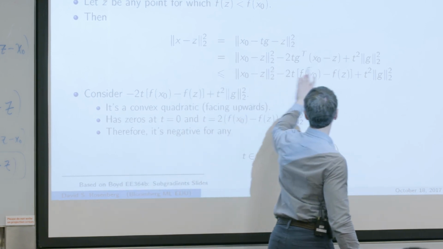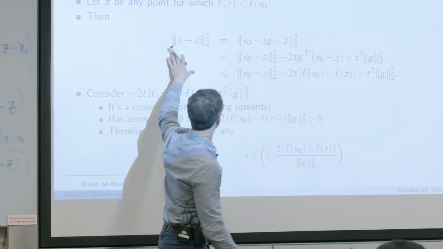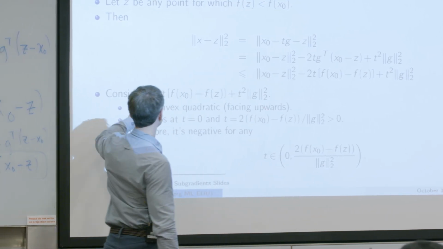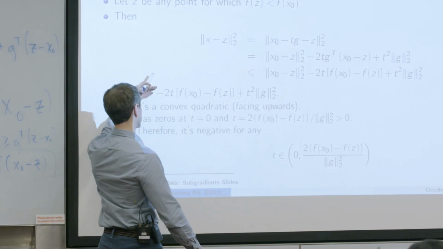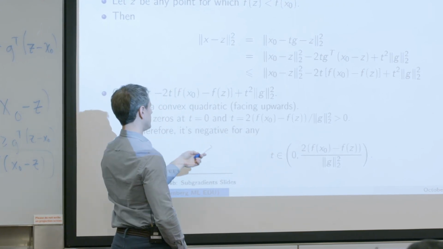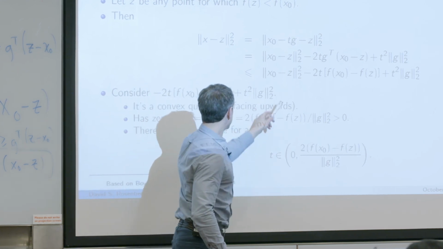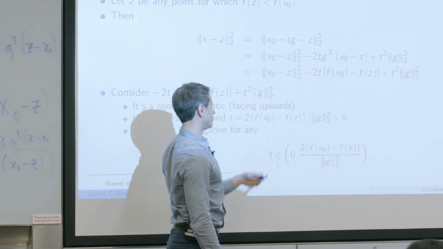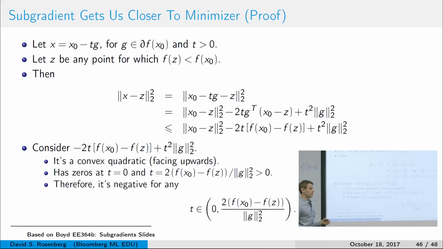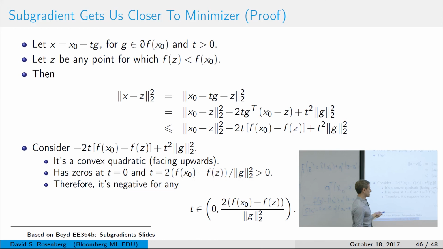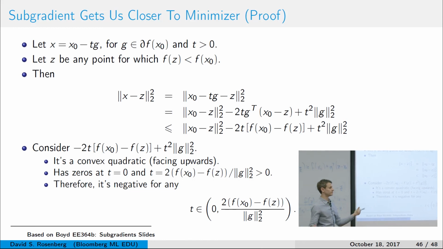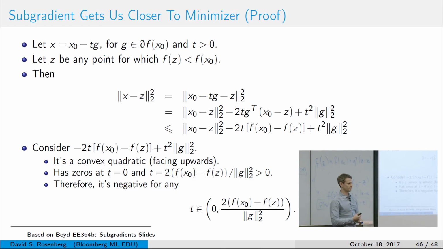So we need this whole thing to be less than 0 for this to be interesting, because we want to get closer. We want the distance to be less than this. We could find the zeros of that function, and it's convex, it's facing up. So we know this thing will be negative whenever t is between these two values, the two zeros of the convex function. That's what's stated here. So if your step size is anything in this range, we're guaranteed to get closer to the minimizer. Wow. That's the theorem.